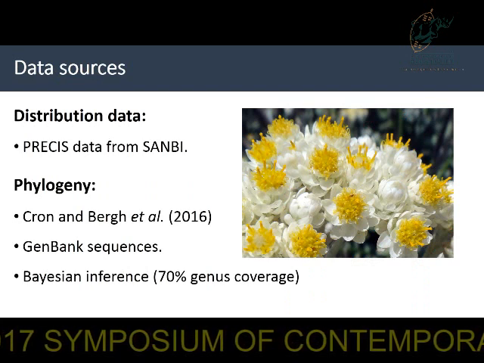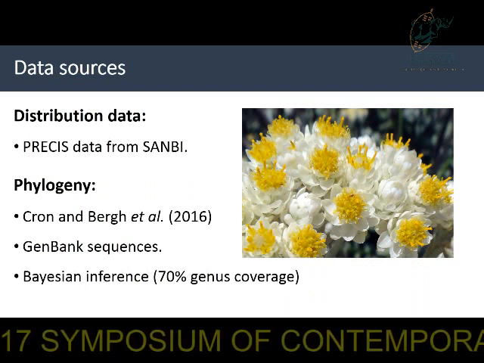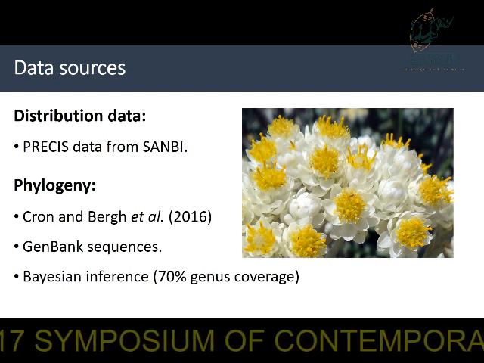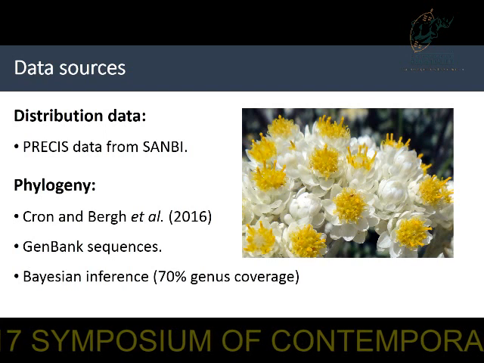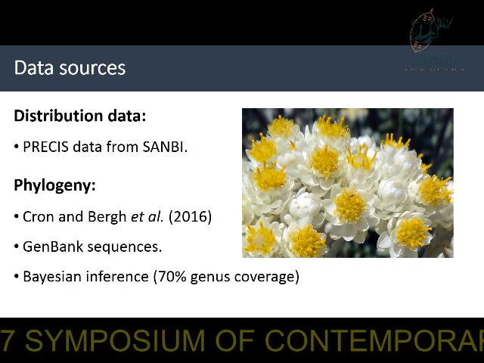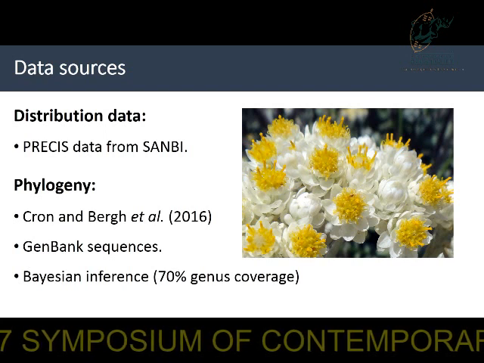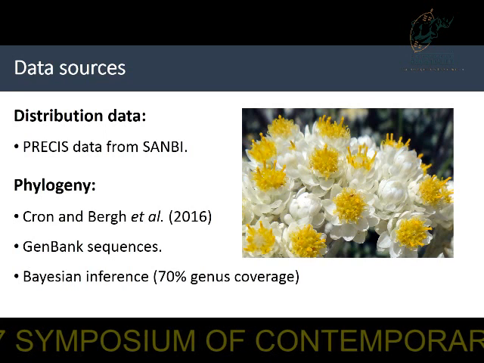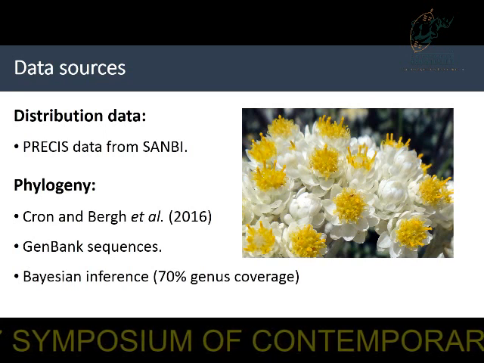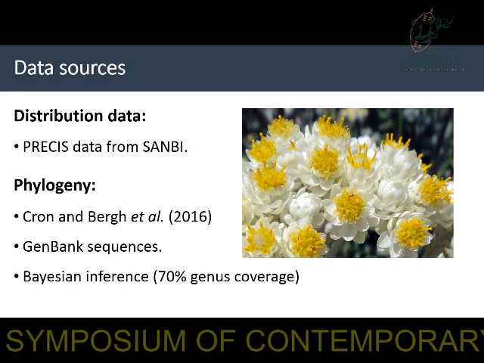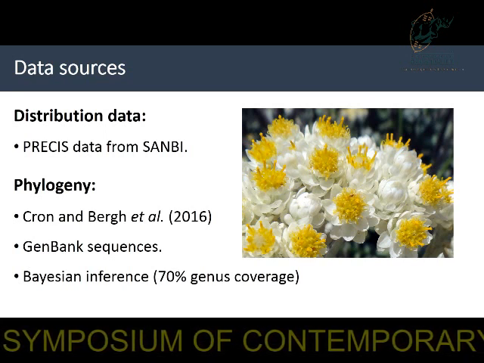So to calculate the species matrix, Pretoria Computerized Information System data, which is PRECIS data, was obtained from SANBI and the Namibian National Botanical Research Institute. And this data comprises data from various national herbaria. The data was cleaned before analysis. And to obtain the phylogeny for Helichrysum, sequences were obtained from GenBank as well as Cron and Bayer.